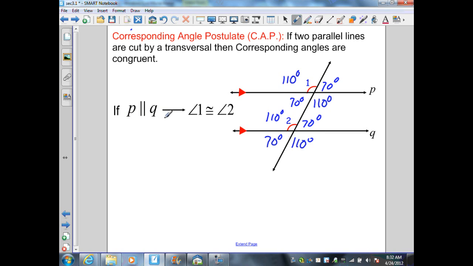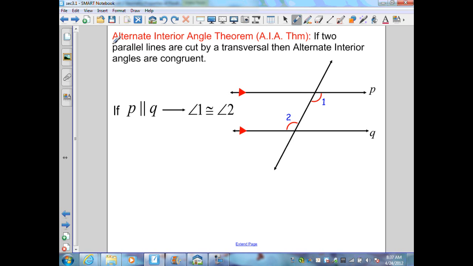If I know two parallel lines are cut by a transversal, then angle 1 is congruent to angle 2, or corresponding angles are congruent. Our next theorem is the alternate interior angle theorem. If two parallel lines are cut by a transversal, then alternate interior angles are congruent. In the diagram, I have represented two parallel lines, and they are being cut by a transversal. I know that angle 1 and angle 2 are a set of alternate interior angles. And since these two parallel lines are cut by a transversal, by the alternate interior angle theorem, I know that these two are congruent. Therefore, if I let this be 105 degrees, I know that angle 2 would be 105 degrees because of the alternate interior angle theorem.